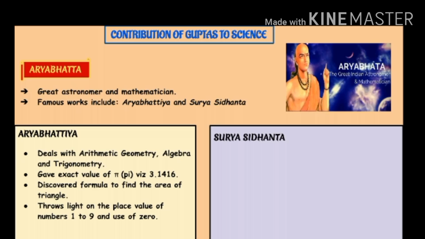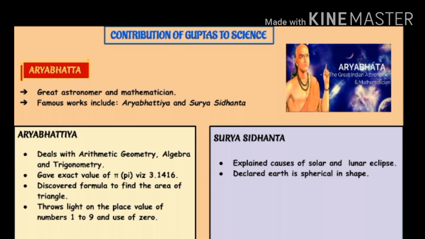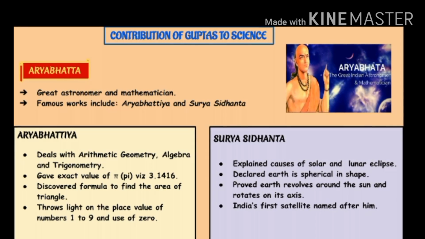In his famous work Surya Siddhanta, he explained the causes of the solar and lunar eclipse. He was the first Indian astronomer to declare that the earth is spherical in shape and proved that it revolves around the sun and rotates on its axis. To honor the astronomer, India's first satellite was named after him.